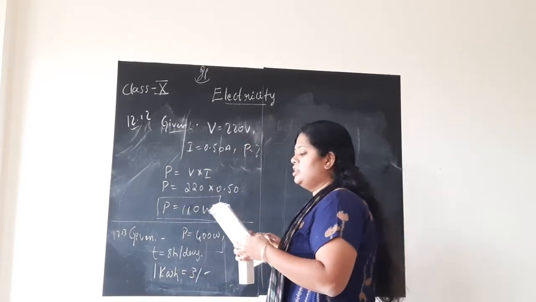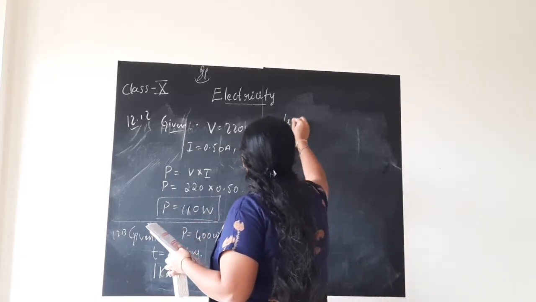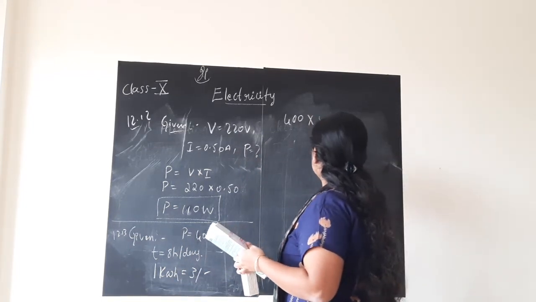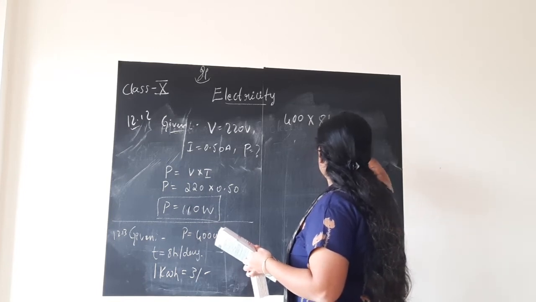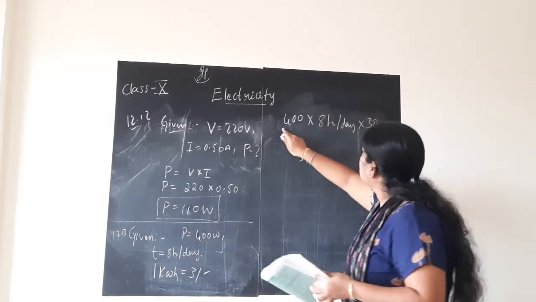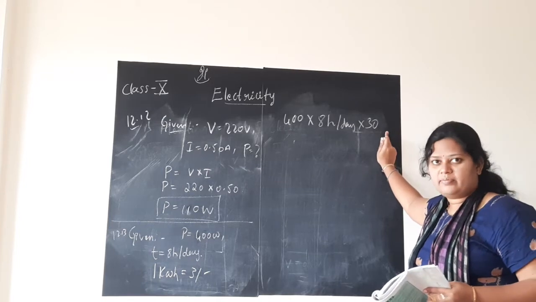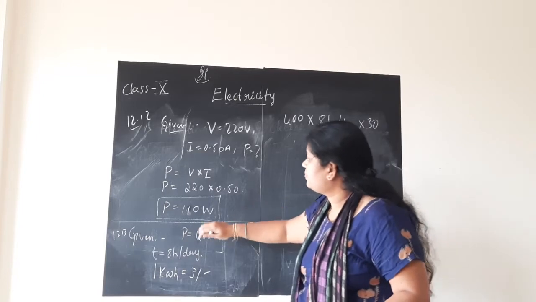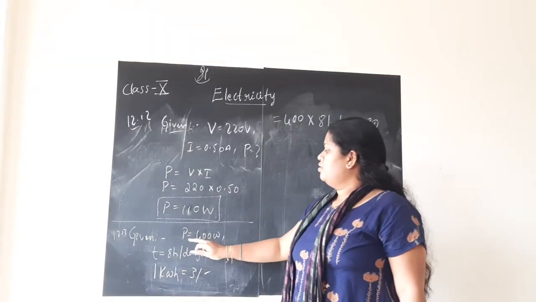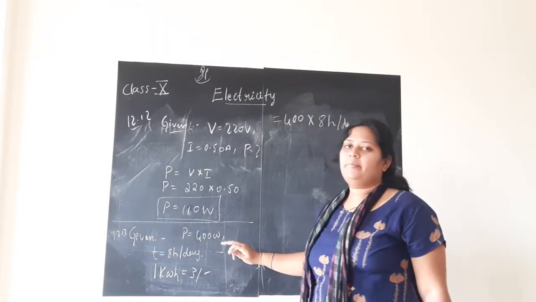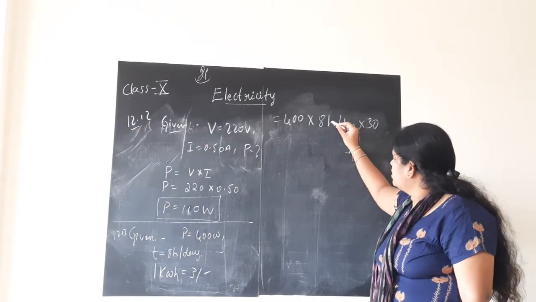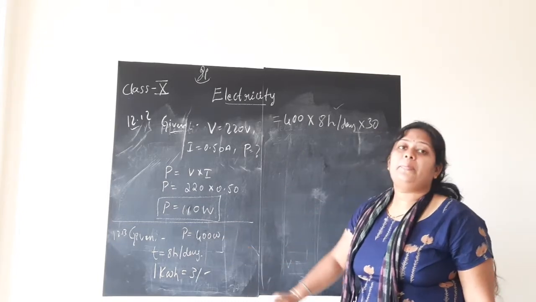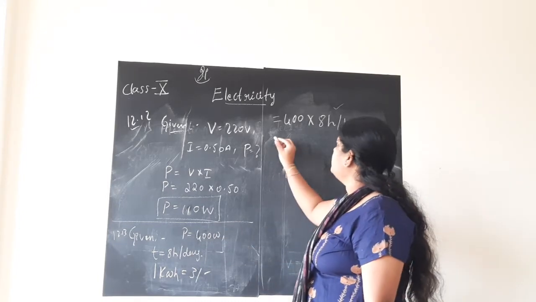The total energy consumed by the refrigerator in 30 days would be, see, 400 watts it is consuming into 8 hours a day, 8 hours per day for 30 days. All this if you multiply, you will get the total energy. So the fridge is consuming electric power of 400 watt. If you are operating it for 8 hours a day for 30 days, what is the total power consumed we need to find? That is why we are doing it.